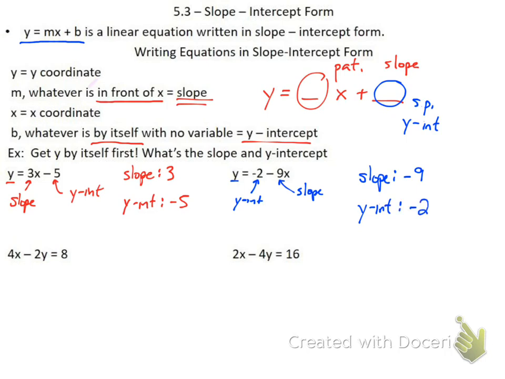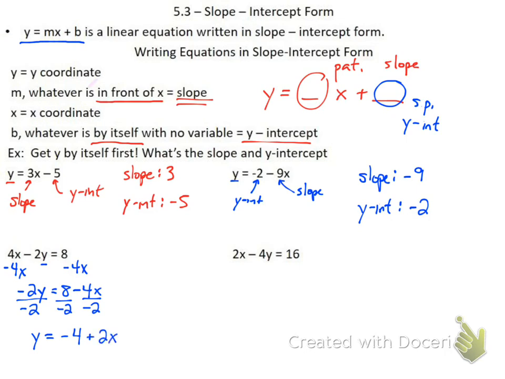With the bottom two problems, again, I have to do a little bit of work. To get my y by itself, I always want to add or subtract first, then I can divide. So I'm going to subtract the 4x over to the other side. Get -2y is equal to 8 minus 4x. And then I can divide everything by -2. Remember that I'm dividing everything on the left-hand side and everything on the right-hand side by that -2. So I'm going to get -4. Careful with my sign here. -4 divided by -2 gives me a positive 2x.